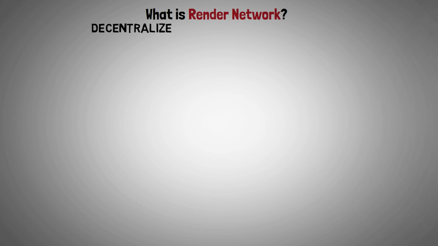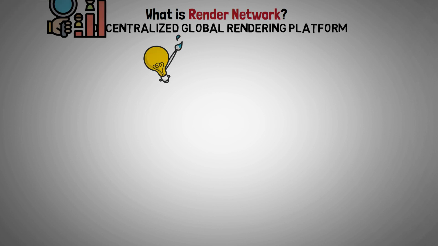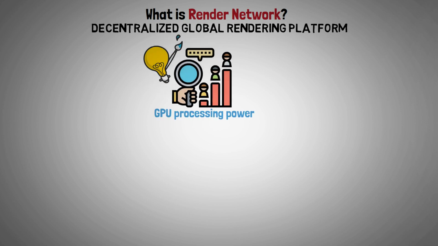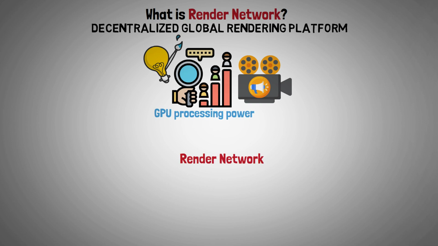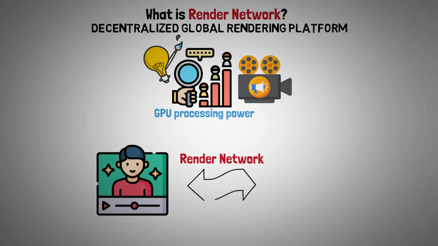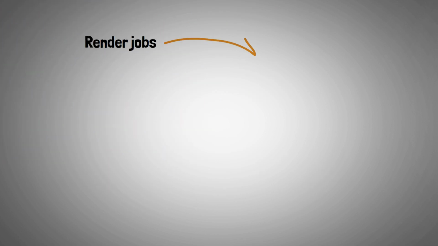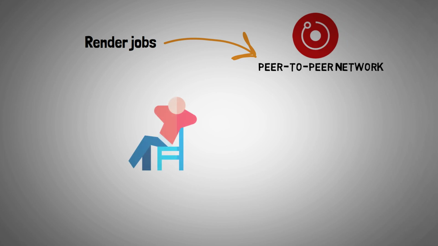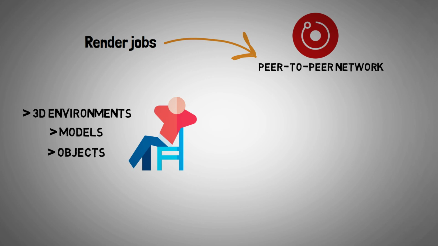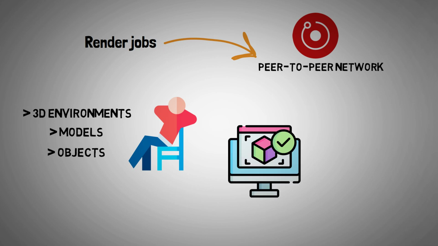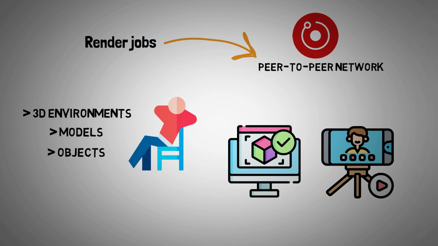A decentralized global rendering platform called Render Network was created to meet the rising demand for GPU processing power in next-generation media production. Render Network links content producers who lack computing power with GPU owners. Render jobs are distributed across a peer-to-peer network by the Render Network. Users will find it simpler to interact with immersive 3D environments, models, and objects as a result of the streamlined rendering and streaming of virtual content.